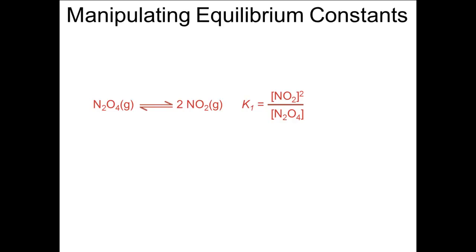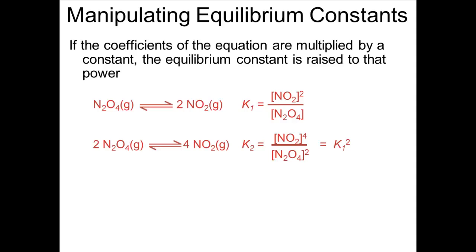If we change the coefficients, this changes the exponents in the mass action expression. If the coefficients are doubled, for example, the reaction still has to be balanced, then all of the exponents are doubled, which means that the mass action expression value is squared, and the value of the equilibrium constant would be squared.